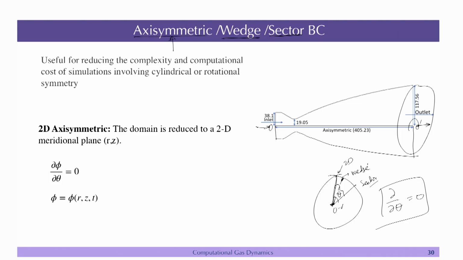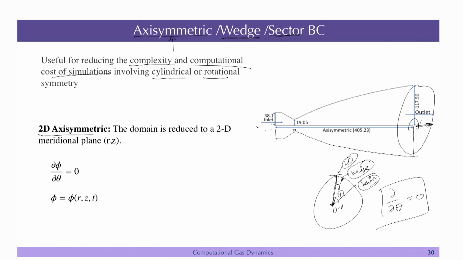If you have a 3D code, then you would go for wedge and sector. If you have a 2D code, then you can apply some source terms at this boundary, which is the axisymmetric boundary on the axis, so that it can give the effect of three dimensionality. This is used for reducing the complexity and computational cost of simulations involving cylindrical or rotational symmetry. In the first case, the 2D axisymmetric, the domain is reduced to 2D, just like it is shown here.